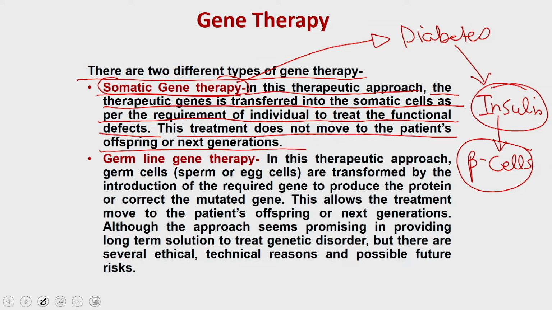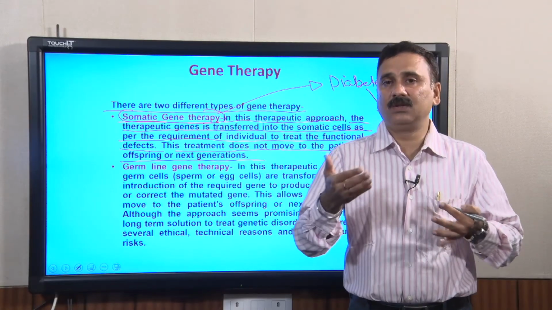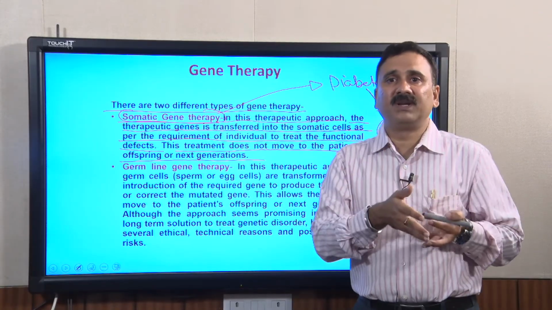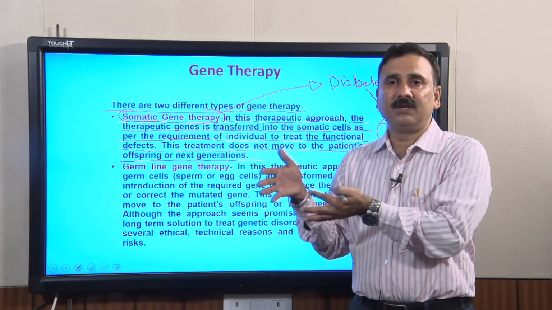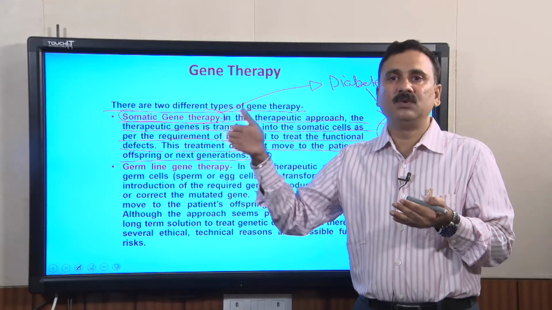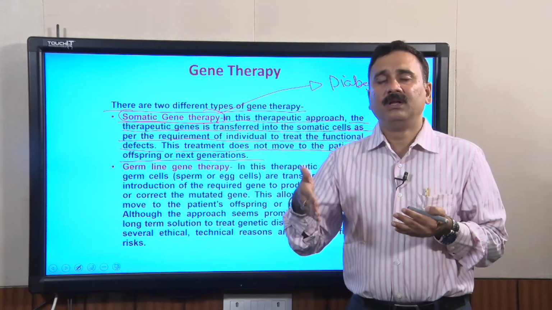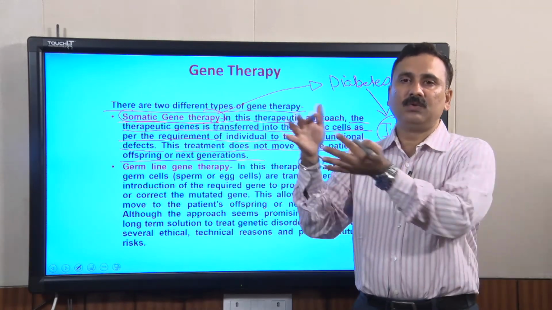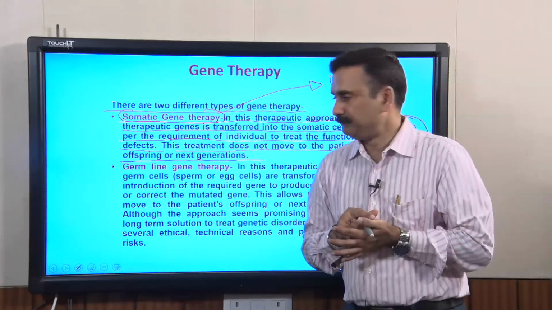The advantage is that that particular individual is going to start producing insulin, but this type of defect correction is not going to move to the next generation, because the transfection as well as the integration of this gene into the genome is going to happen only in the somatic cells. It is not going to happen in the germline cells, which means this information is not present in the germline cells. So, it will not transfer from one generation to another. It will give you a permanent cure for that particular individual, but it will not be a cure for the offspring.